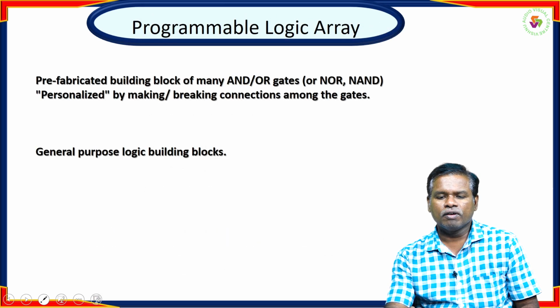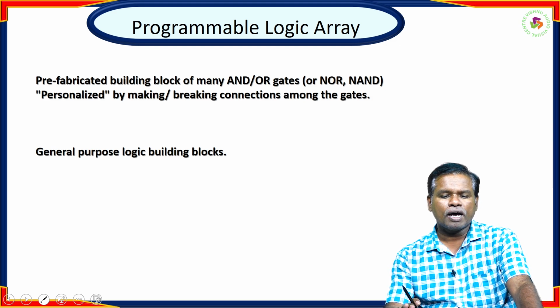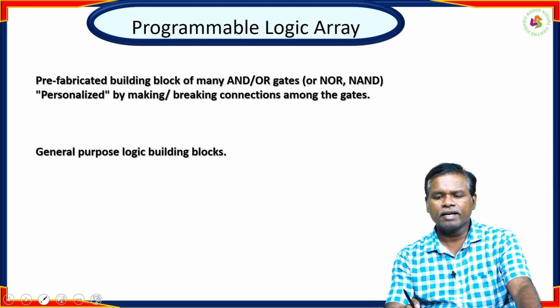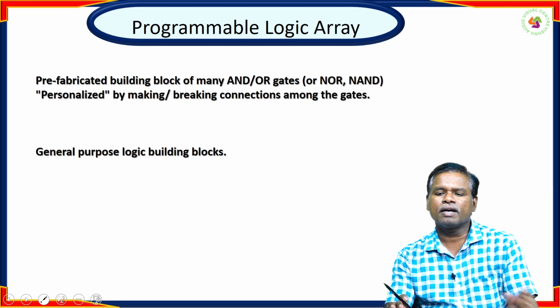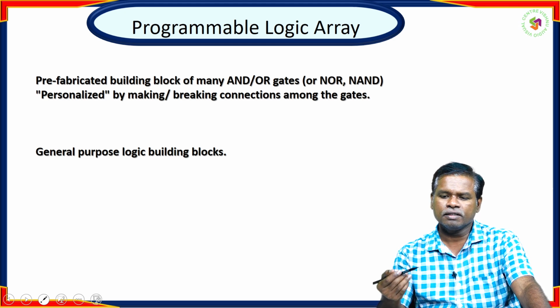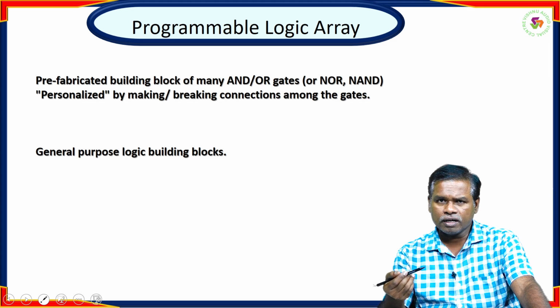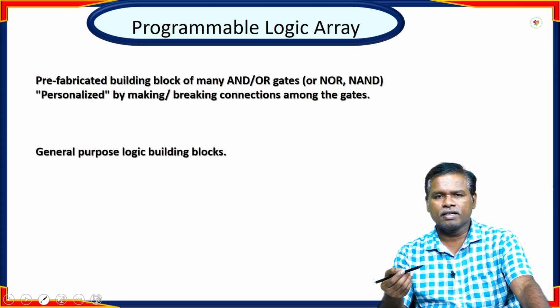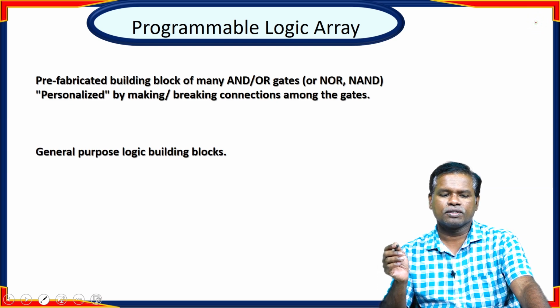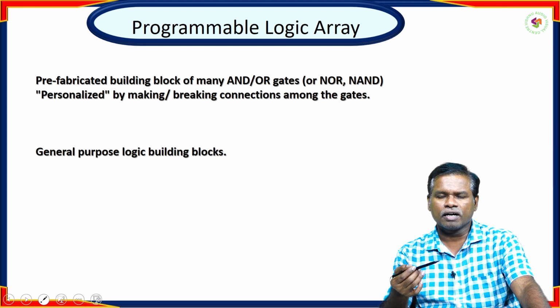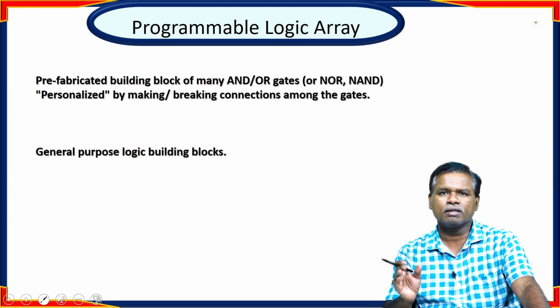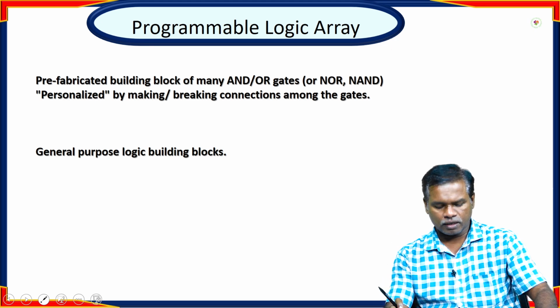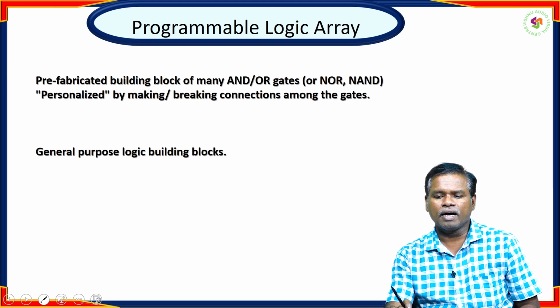When it comes to PLA, the programmable logic array, it is nothing but a prefabricated building block of many AND gates and OR gates. Sometimes those AND and OR gates may be replaced with NAND and NOR gates. Why? Because we know that NAND and NOR gates are universal gates, so they can replace any basic gate. So any memory device or programmable logic device is nothing but a block of AND and OR arrays, or AND and OR gates.